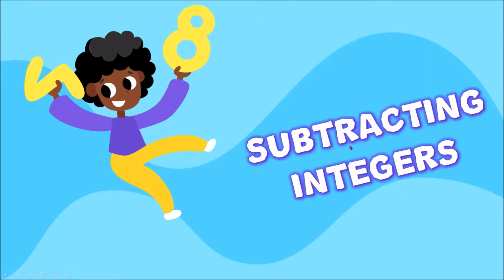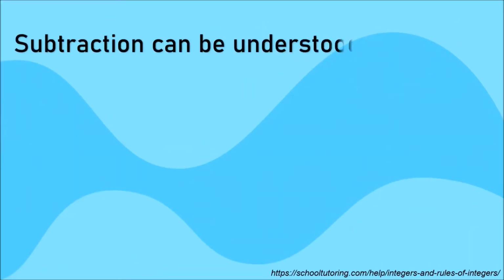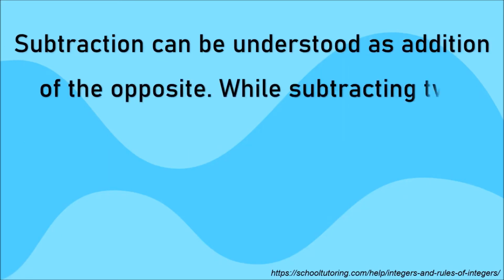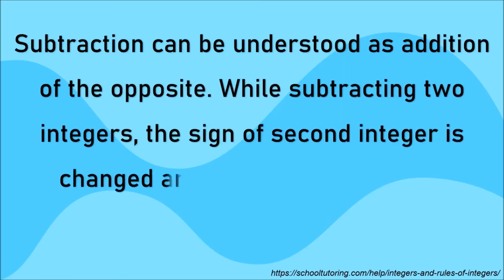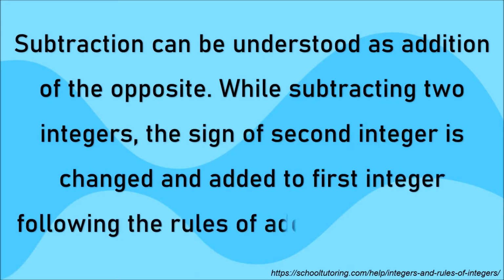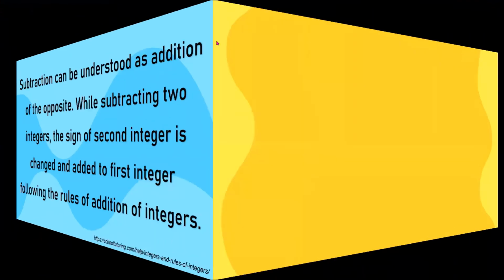Next. So now let's proceed to subtracting integers. So subtraction can be understood as addition of the opposite. While subtracting two integers, the sign of the second integer, or our subtrahend, is changed and added to the first integer, which is our minuend, following the rules of addition of integers. So let's have this example.